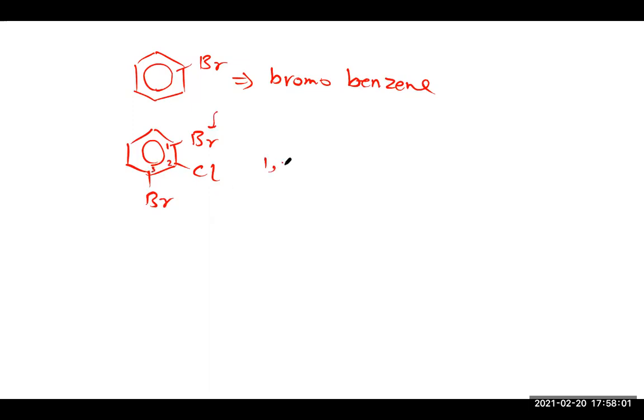So it will be 1,3-dibromo-2-chlorobenzene. And this will be the naming of halides. Let's take examples.